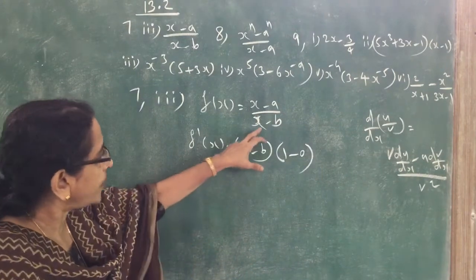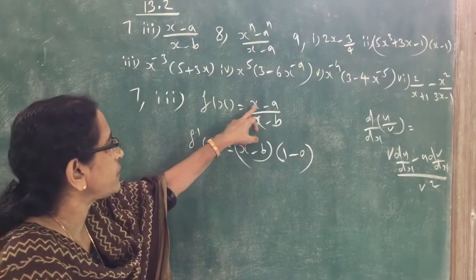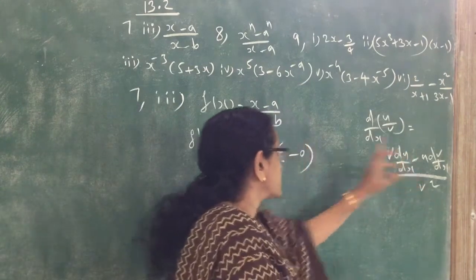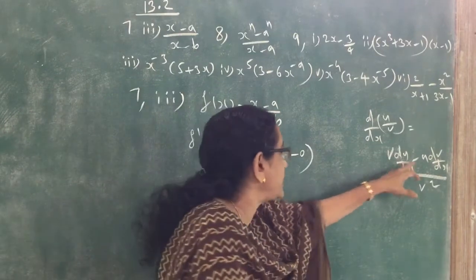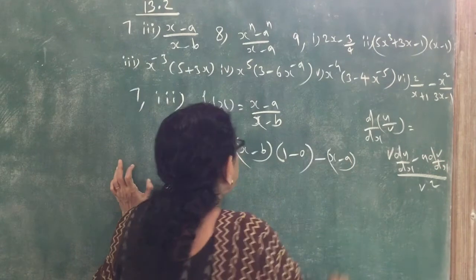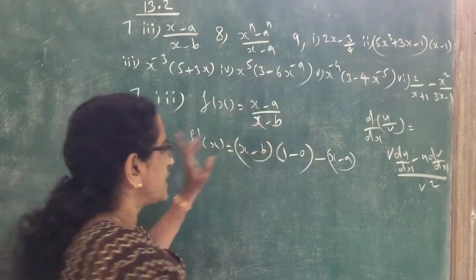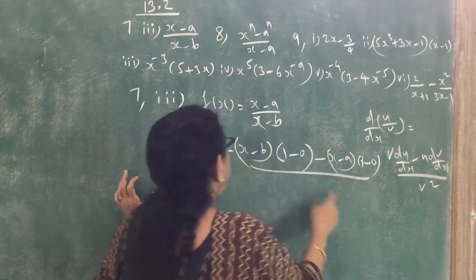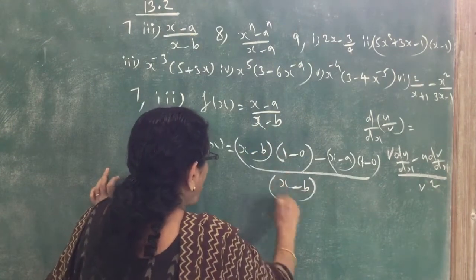So the denominator into derivative of numerator, that is 1 minus 0. Then subtraction, minus. In the product rule it is sum, plus. Here it is subtraction, minus. So minus numerator into, the numerator is x minus a, into derivative of x minus b. Derivative of x is 1, minus derivative of b, 0. Whole divided by denominator square. Denominator x minus b, so (x minus b) whole square.